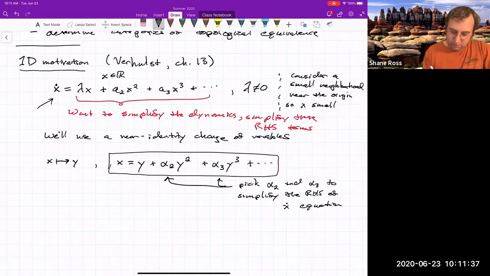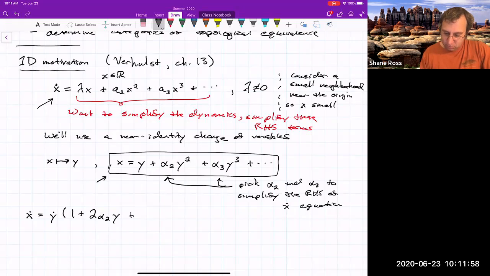And what do we get? We get x dot equals, we can pull out an overall y dot times 1 plus. So right now I'm just doing the chain rule and applying it to the transformation to take the time derivative. And we'll get this for how x dot and y dot are related.